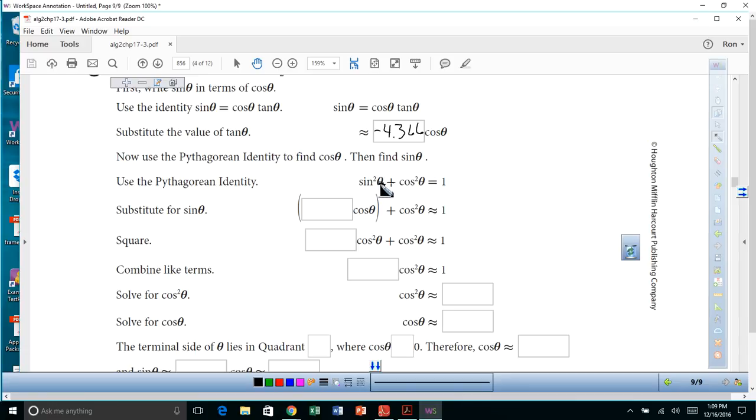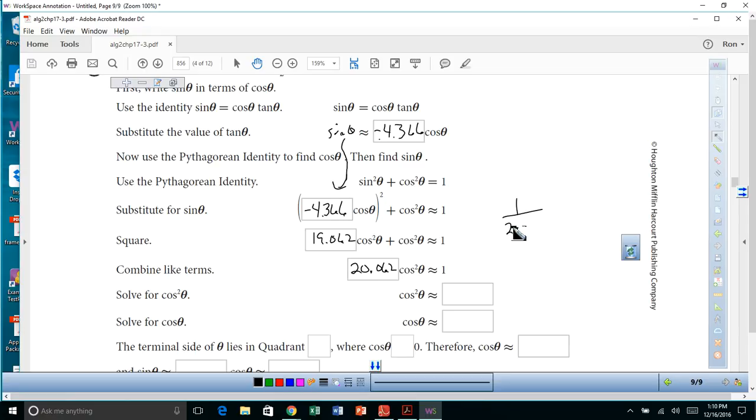So we've got sine squared theta plus cosine squared theta equals 1. So we're going to substitute this in here. Since this is sine theta, we're going to substitute that in right there, and then we're going to get negative 4.366 cosine theta squared plus cosine squared theta. We're going to square negative 4.366 and get 19.062 cosine squared theta plus cosine squared theta equals, well, we'll add that and you get 20.062 cosine squared theta.